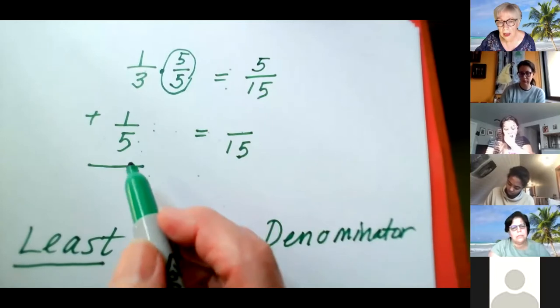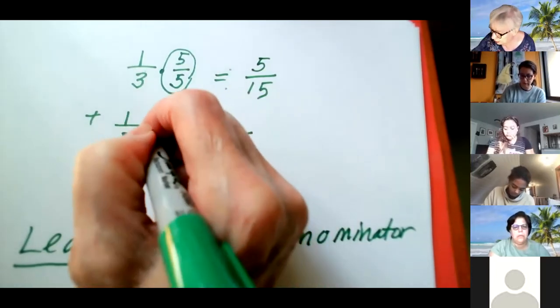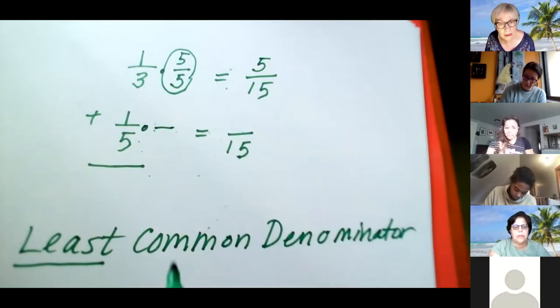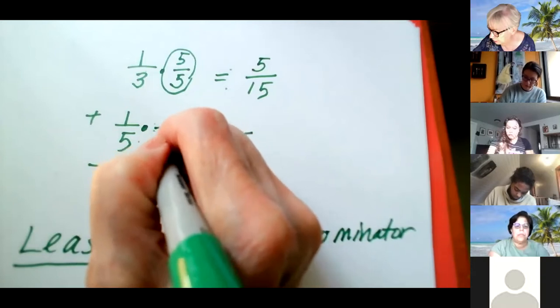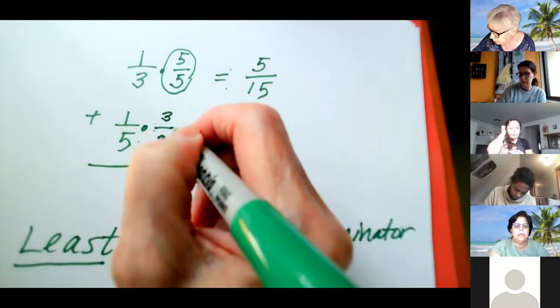Okay? I do the same with this. I know 5 will go into 15. And when I say go, I mean without fractions. In other words, it will multiply evenly. I want to multiply this one by 3 and this one by 3.